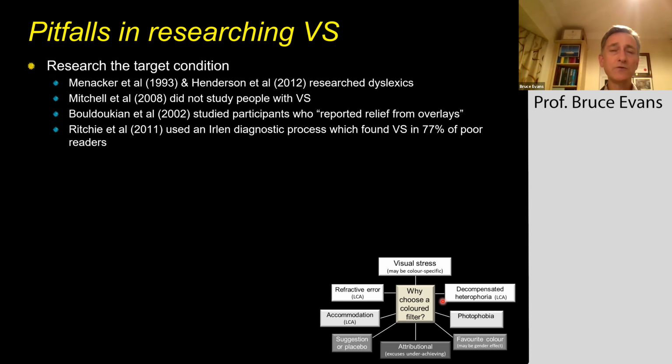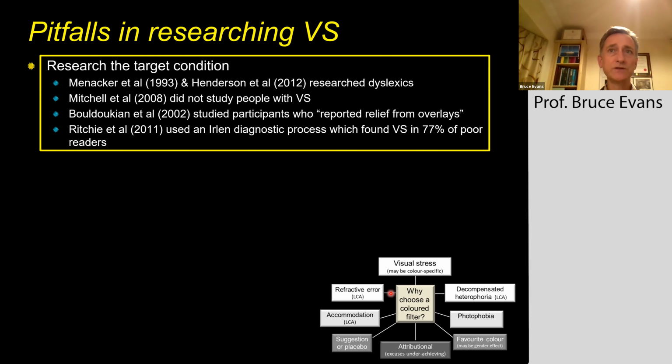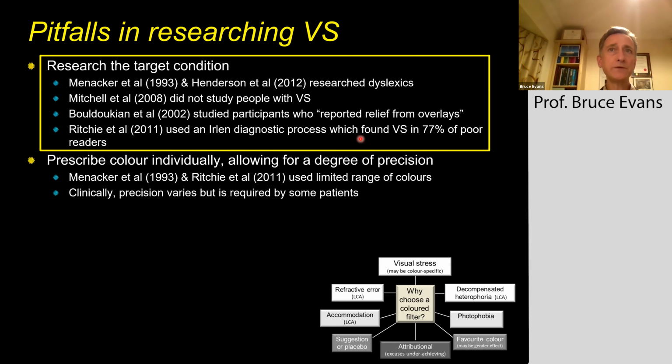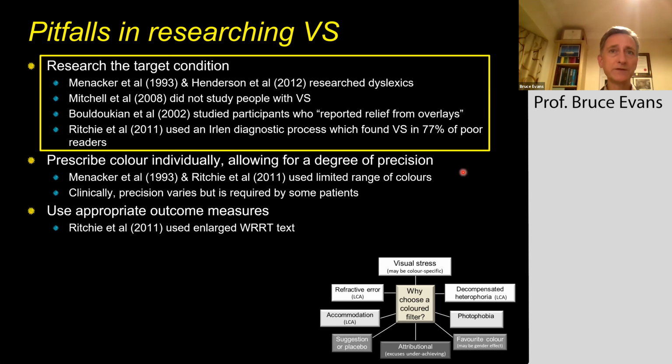And I would also add criticism here that perhaps Erland's diagnostic criteria are too broad as well. They've argued that 77% of poor readers have visual stress. I think it's far fewer than that. Another pitfall in researching visual stress, in my opinion, is when studies don't allow for a degree of precision. For example, if you just looked at blue or red or blue or yellow coloured filters, I think you would probably find they were not very effective, whereas if you'd prescribed coloured filters with more precision, you'd get more benefit.